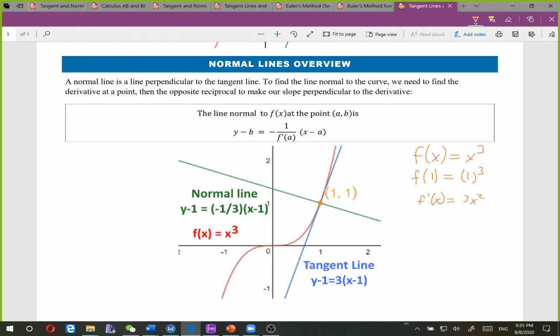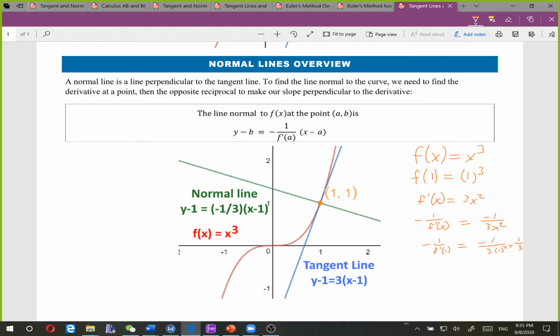So that means the normal slope would be negative 1 over f prime x, which would be negative 1 over 3x squared. Okay, if I plug in our x value, which is 1 right now, then I would get negative 1 over 3 times 1 squared, or negative 1/3, is the slope of my normal line.